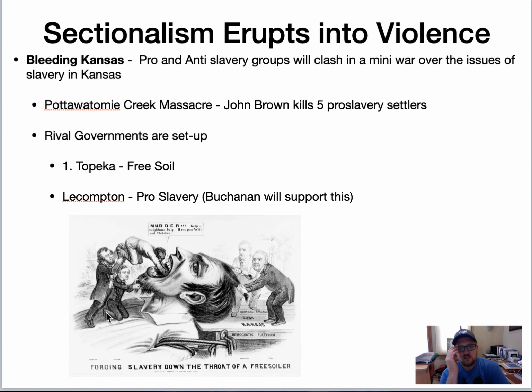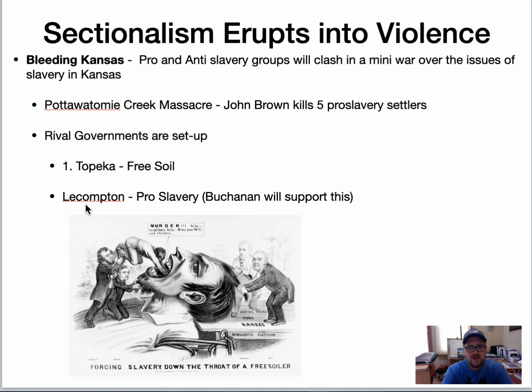And eventually, sectionalism, because of Kansas-Nebraska, will erupt in violence, or Bleeding Kansas. You'll see pro-slavery and anti-slavery groups rushing into that territory to sway the vote in their favor for whether Kansas becomes a slave or a free territory. And again, there's violence on both sides, with the pro-slavery people starting it. In the Pottawatomie Creek Massacre, John Brown and the anti-slavery group will kill 5 pro-slavery settlers.